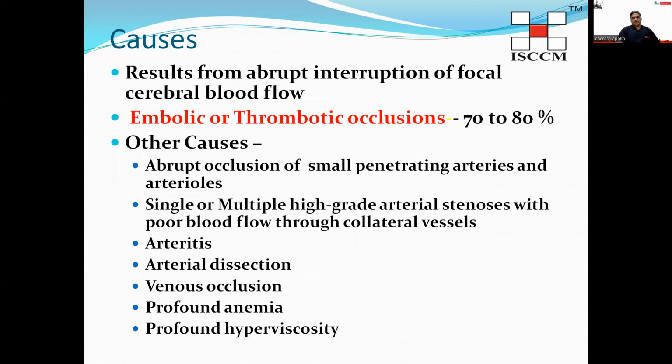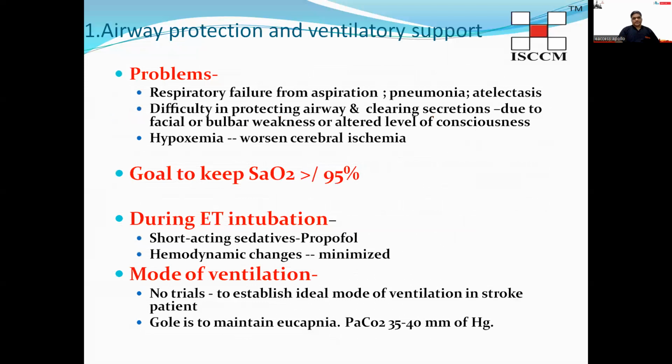So, what are the causes of ischemic stroke? Ischemic stroke is the result of interruption of focal cerebral blood flow. The most common causes are embolic and thrombotic occlusions. In 70 to 80% of patients you will see these embolic or thrombotic occlusions. Other causes are abrupt occlusion of small penetrating arteries and arterioles, single or multiple high-grade arterial stenosis with poor blood flow through collateral vessels, arteritis, arterial dissections, venous occlusion, profound anemia, and profound hyperviscosity.